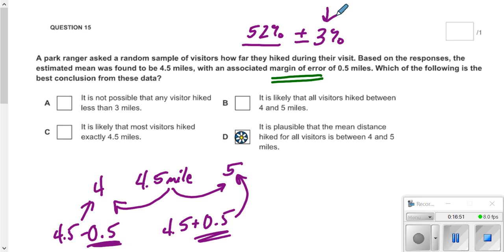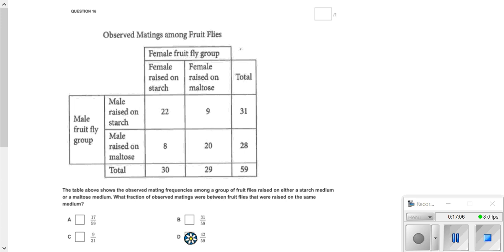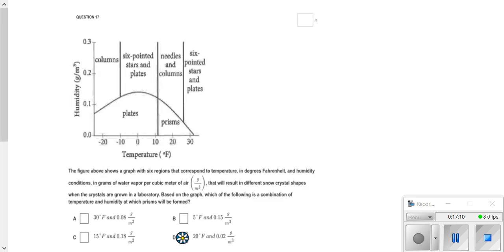You're adding the half mile and you're subtracting the half mile. And so that's how I came up with answer D. It's possible or plausible, reasonable to say that the average distance the people hiked was between 4 and 5 miles. All right, I'll just show the answer on this one. Actually, for the next several, I'm just going to show some answers.